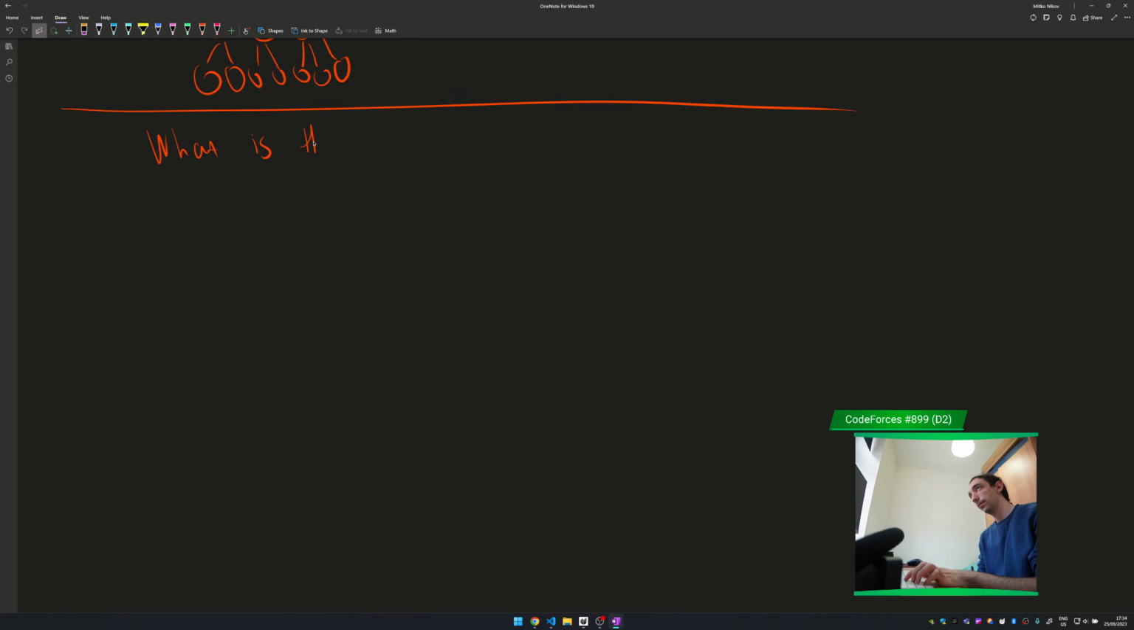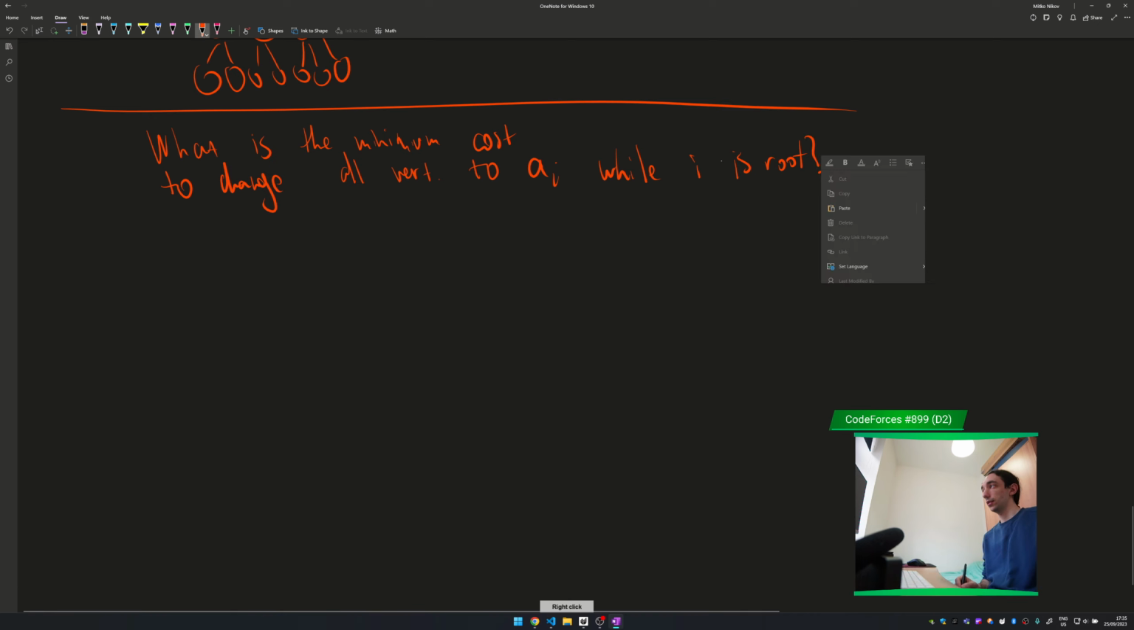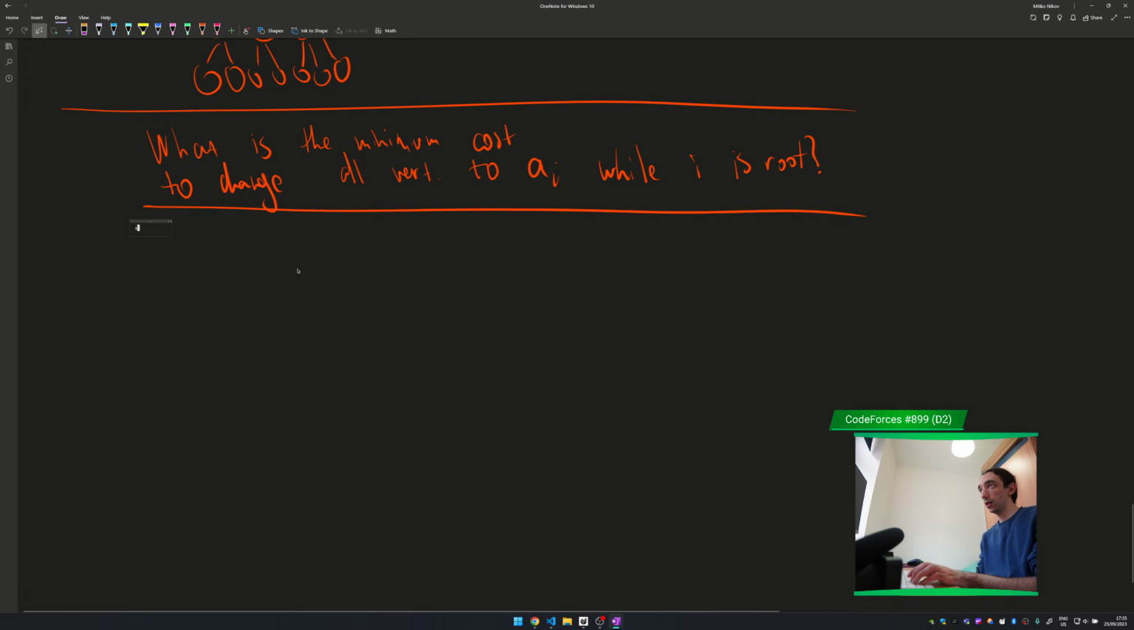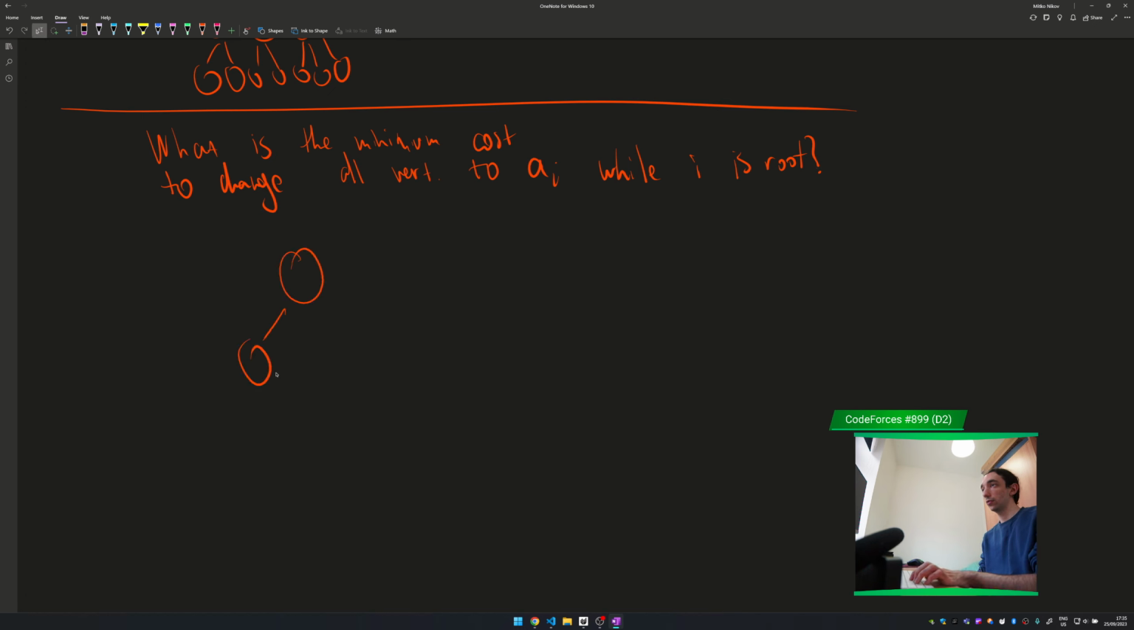the minimum cost to change all vertices to A_i, while i is root. This is my thing. So how much does it require to change all of this?